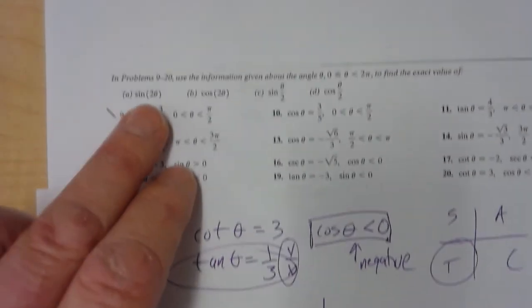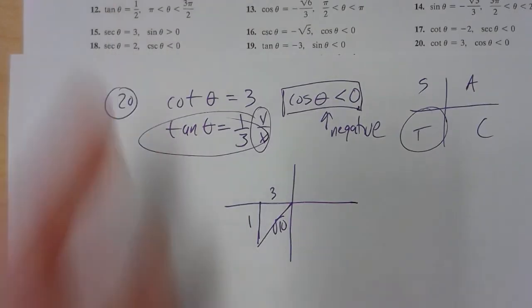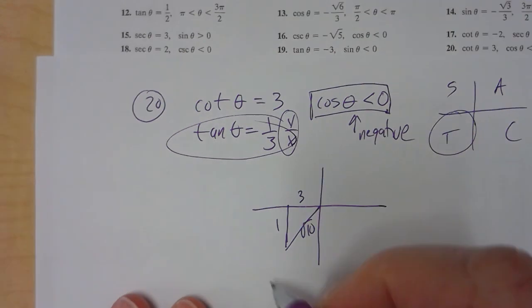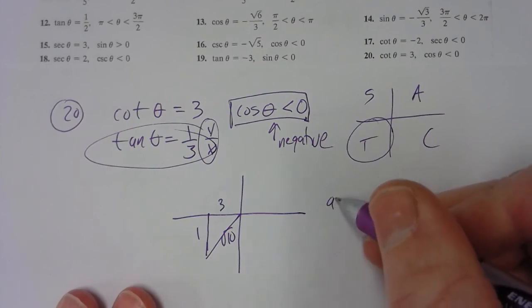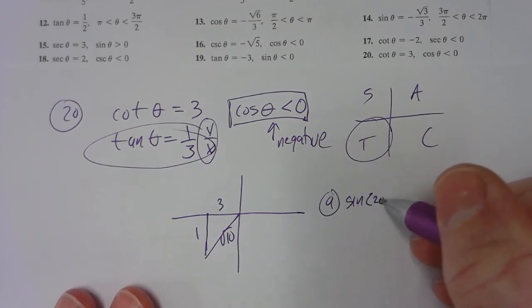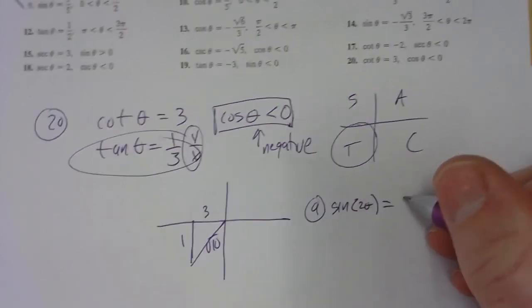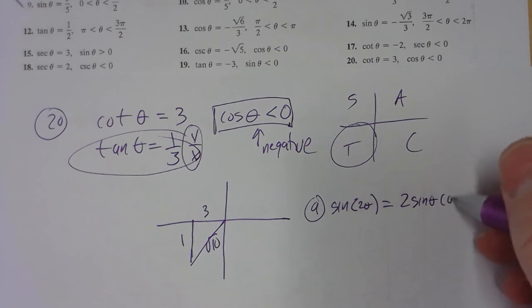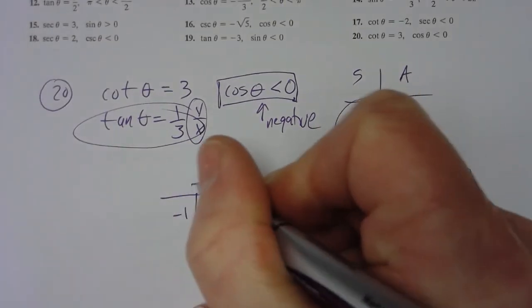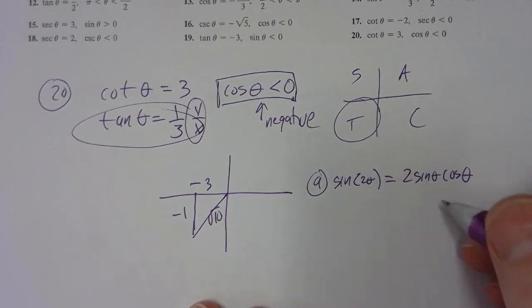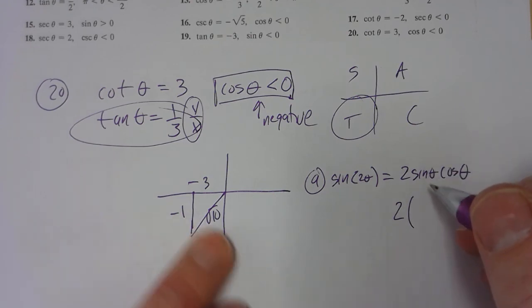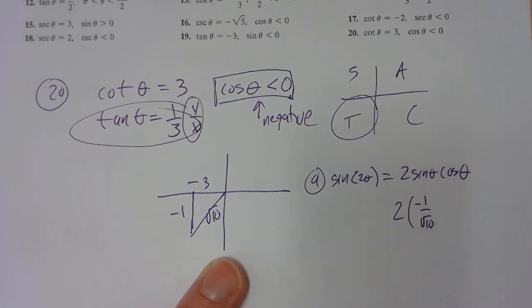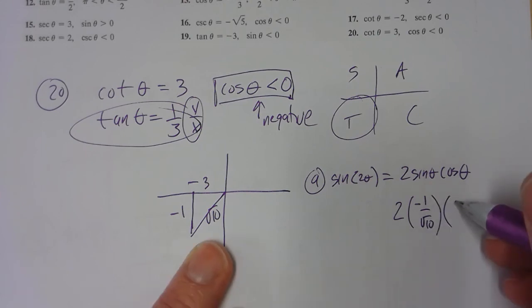So we're going to do sine of 2 theta. Well, I'm finding a place to write here. So sine of 2 theta is 2 sine theta cosine theta. Of course, these are both negative, right? There we go. So it's going to be 2. The sine would be that over that, negative 1 over the square root of 10. And then the cosine would be negative 3 over the square root of 10.